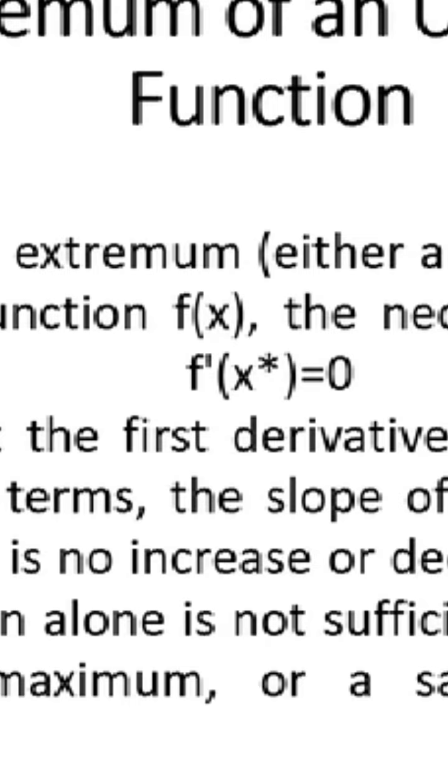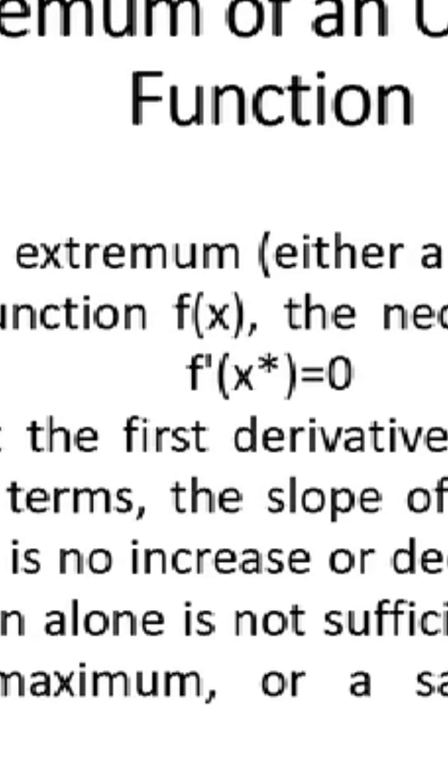Now, for us to detect the necessary condition of any function, let's look at it in this way. For a point where x equals x asterisk to be an extremum, that is either a maximum or a minimum, for any smooth unconstrained function, that's our function f of x, the necessary condition is given by f prime of x asterisk equals 0.